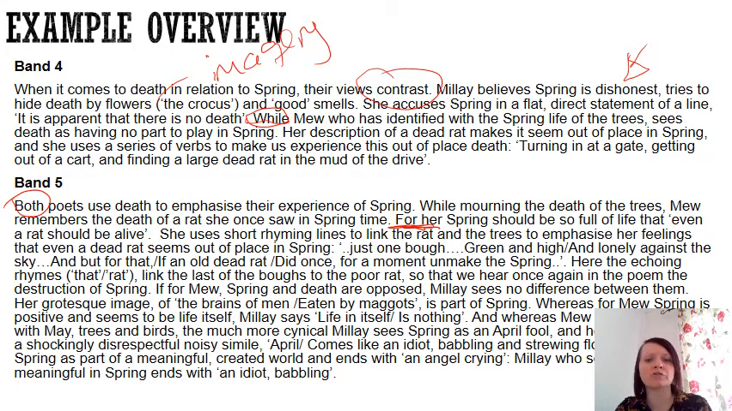Just one bough, green and high, and lonely against the sky, and but for that, if an old dead rat did once for a moment and make the spring.